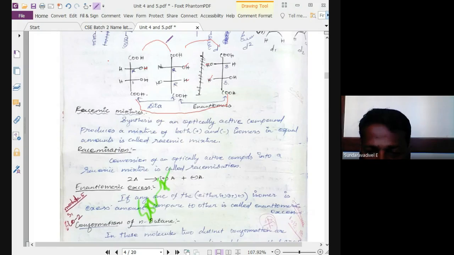Is there any doubt about the racemic mixture, racemization, enantiomeric excess? Please note it down. It is a simple definition only. This may be asked in the 3 mark question. I think you know that in a code and draw they can ask the 3 mark question. So this is a place where they can ask the 3 mark question: racemic mixture, racemization, enantiomeric excess, everything.